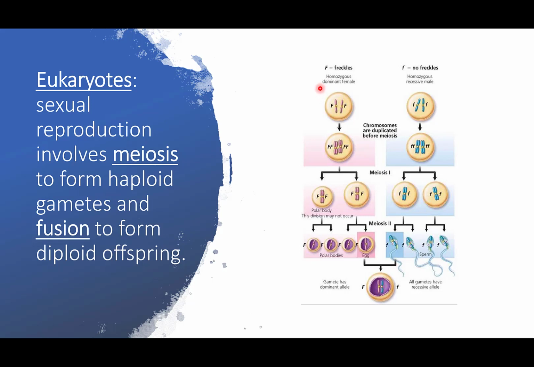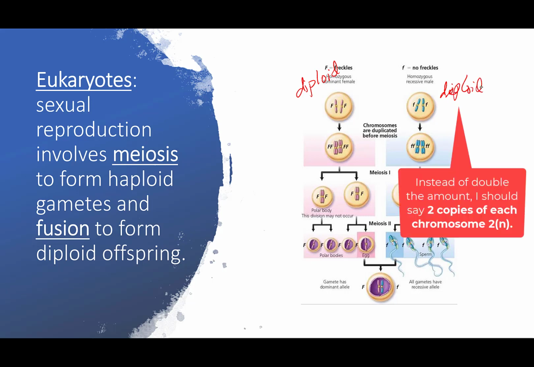What I'd like to show you is that these cells, the primary cells of a eukaryotic organism, are going to be diploid. That means that they have 2 copies of every single chromosome. So both parent cells have double the amount of chromosomes.